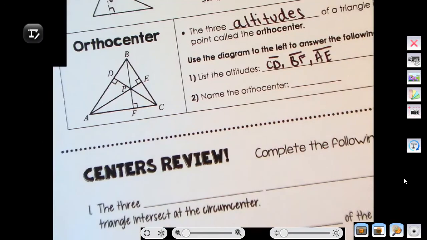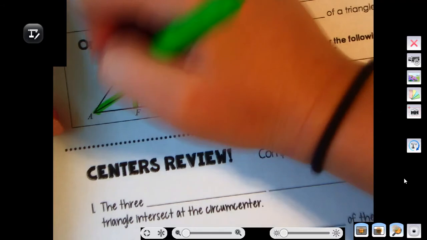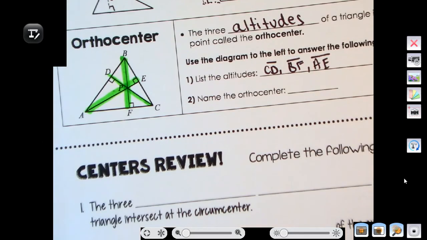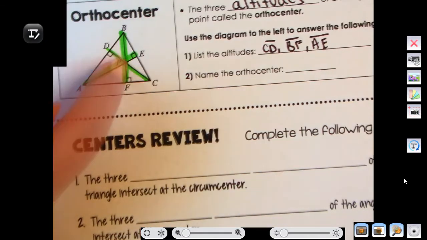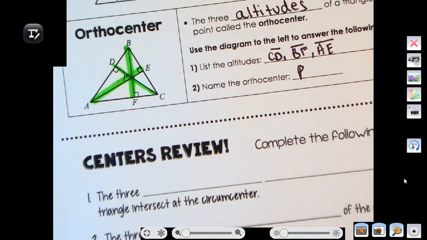And let me just highlight those so you can see. It's the whole thing we're talking about, not just the little part. We're talking about the whole entire segment. So it goes from the vertex and it creates a 90-degree angle. Whereas a median doesn't always create a 90-degree angle. A median can create a 90-degree angle, but only if it's an equilateral triangle. So these are all your altitudes, and then that center part, I need to name it. That center part is called P, and it's the orthocenter where they all run into each other.